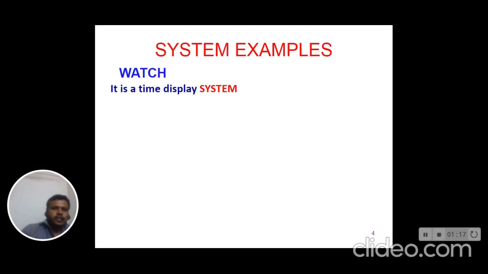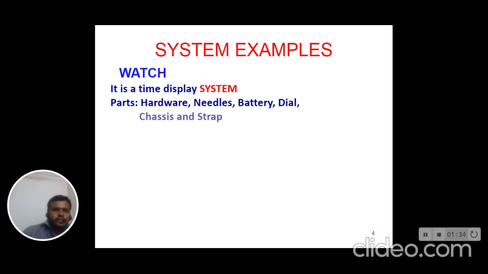A simple wristwatch is an example for the system. It shows the time in a display. What are all the parts inside a watch? A hardware, a needle, a battery, and dial. We are also having chassis and strap.